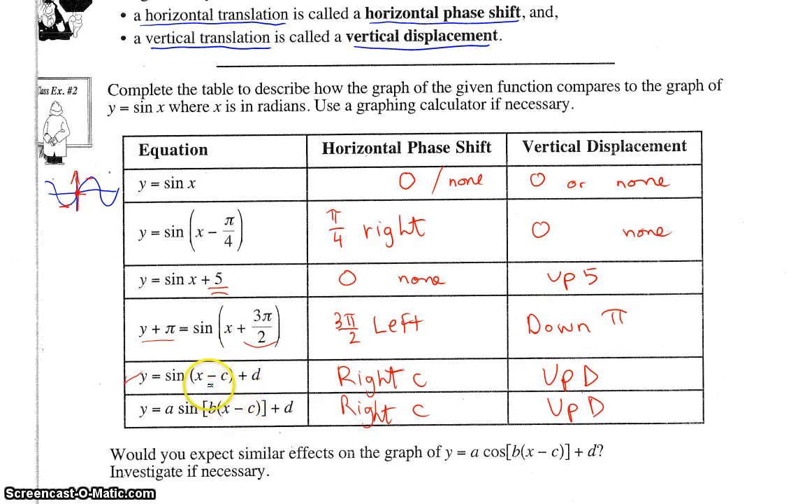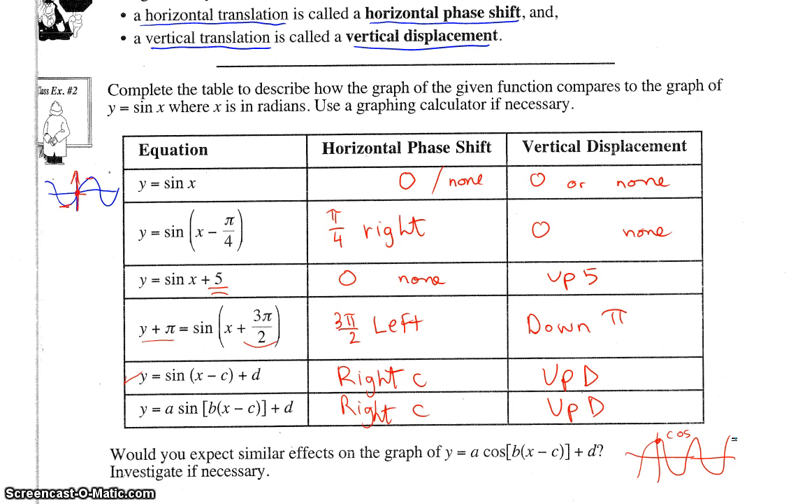So if you have x minus c, that would move us right c. If we have plus d at the end, that would move up d. And the next one's exactly the same. And then they say, would you expect similar effects on the graph of y equals cos? Yes, we would, because the cos function, other than being moved over a little bit, behaves exactly the same way as the sine function, except for the starting point, which is the peak is on the y-axis.